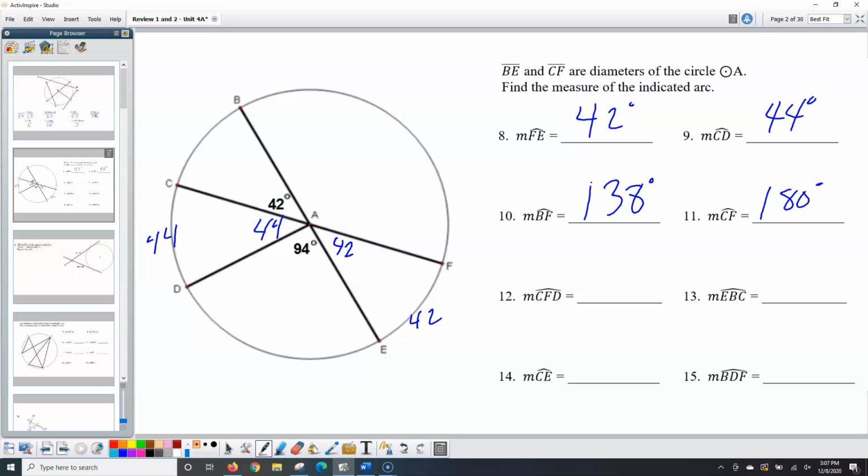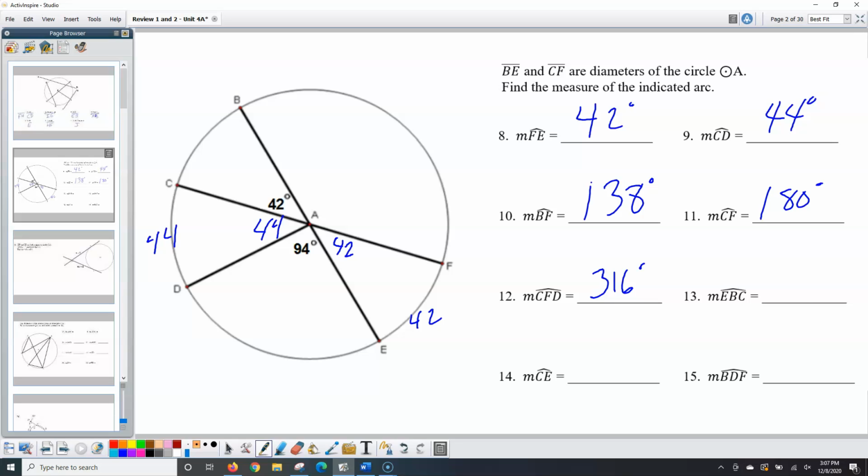Arc CFD. First thing I'm noticing is that there are three letters here, so I know it's going to be a major arc. Arc CFD. That would be from there to there to there. So that's everything except for that 44. So I'm going to say 360 minus 44 and get 316.